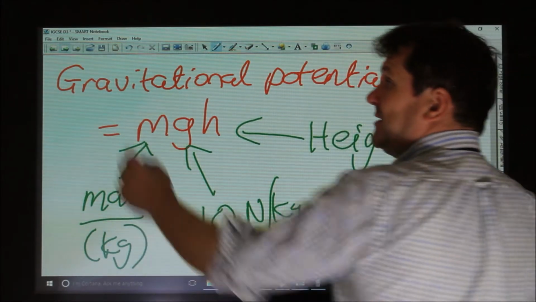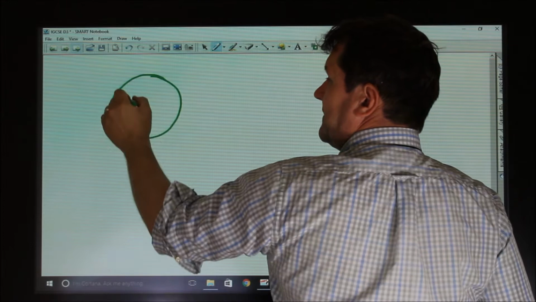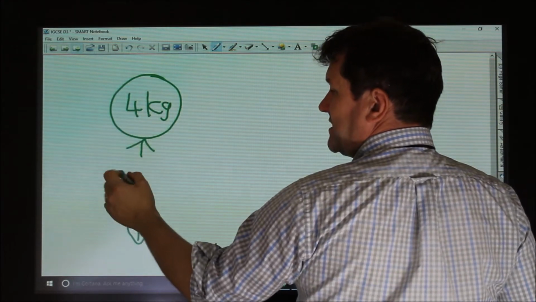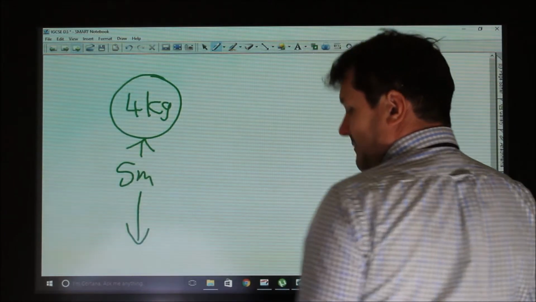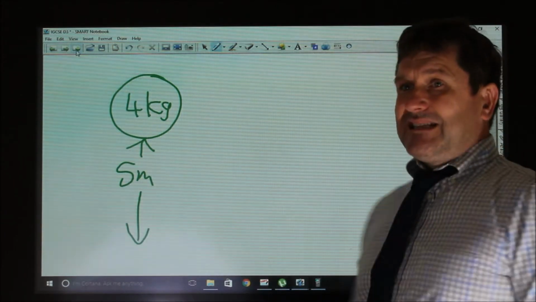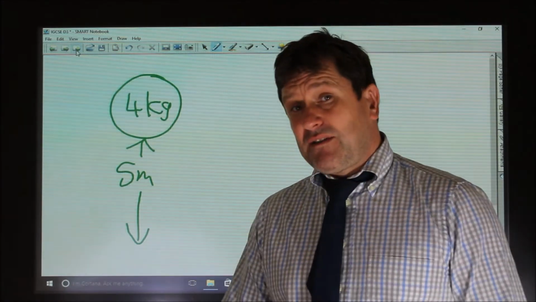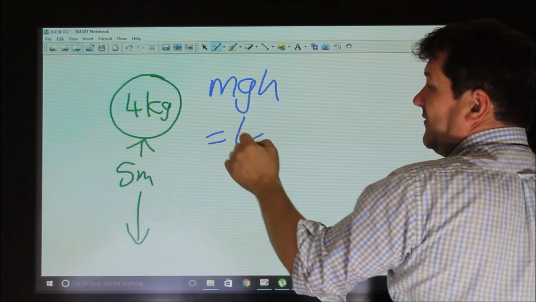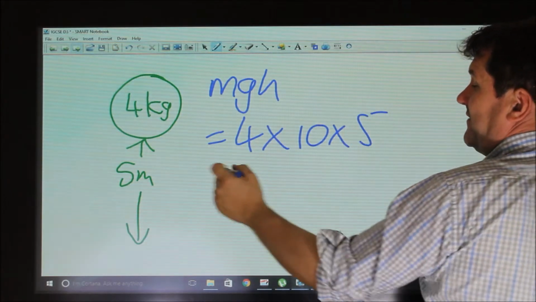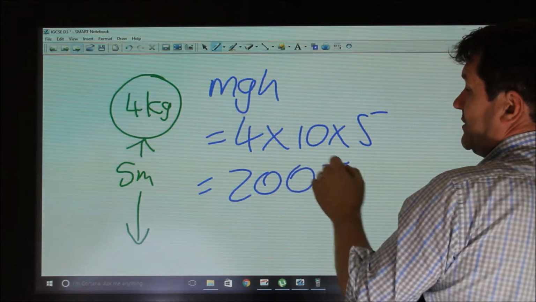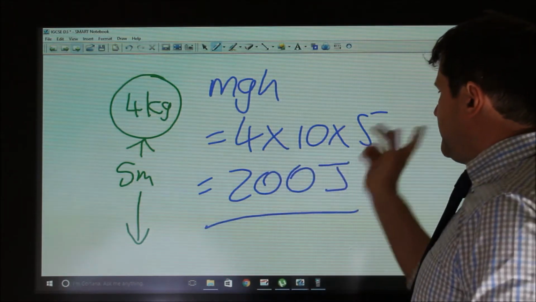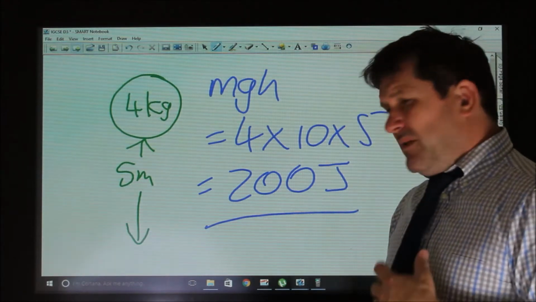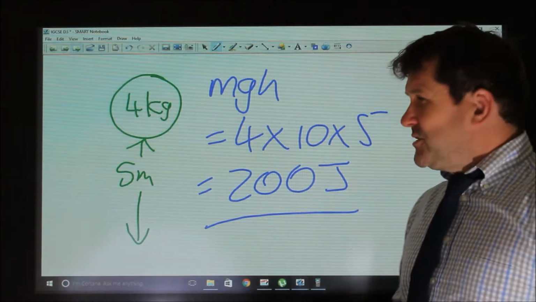So for example, if we have a 4 kilogram ball which is say 5 meters above the ground, then it has the potential to fall. It has gravitational potential energy, which we would say is mgh, which means it's got 4 times 10 times 5, which is 200 joules of energy. Gravitational potential energy.